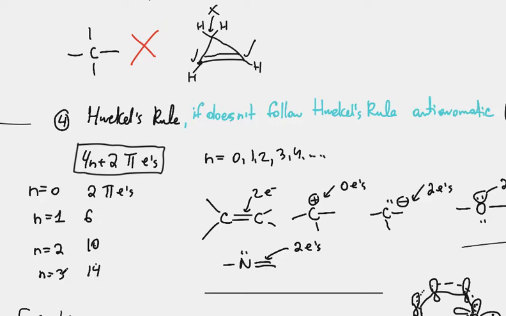Now, I just went up to n equals 3 because usually you don't get more than 14 electrons, to be honest. But of course, you can continue, you can go to n equals 4 and you will have a lot more electrons. But generally, that's all you need. How do you count how many pi electrons you have?